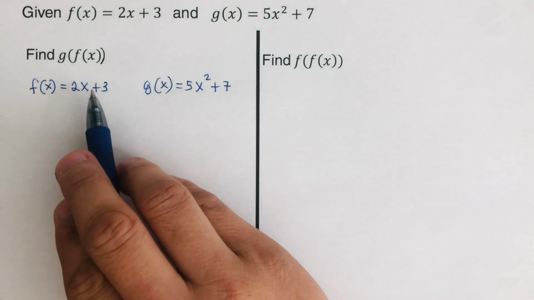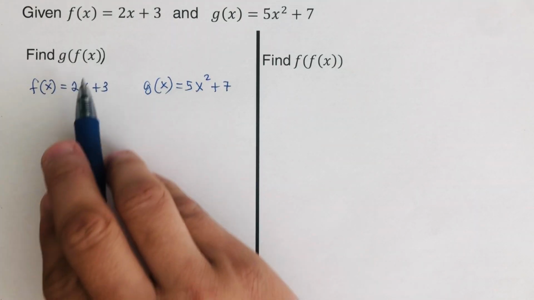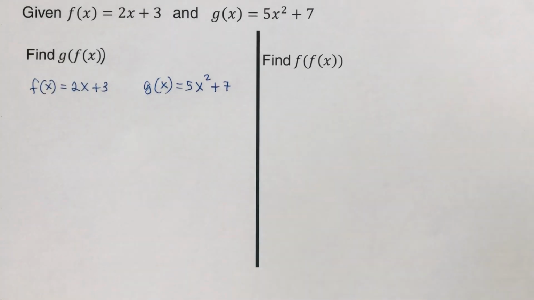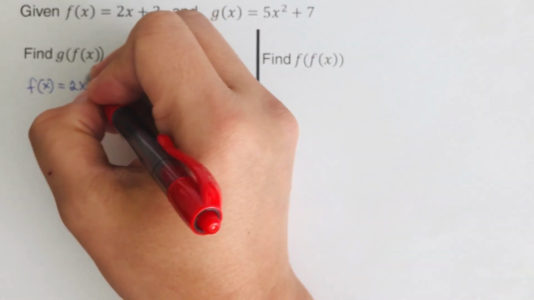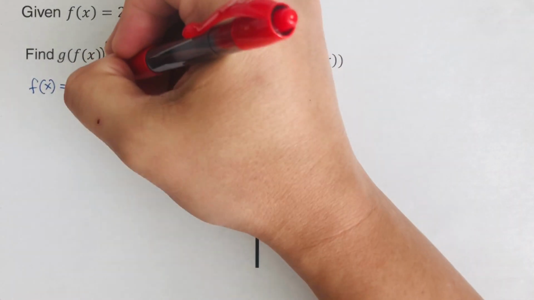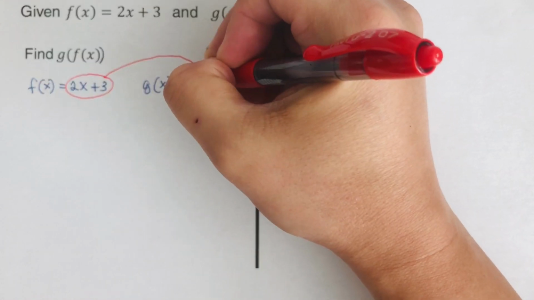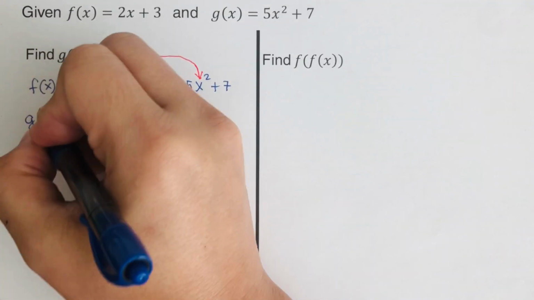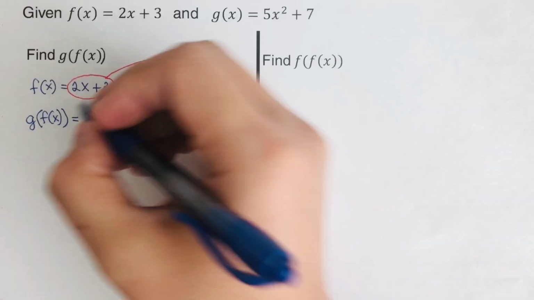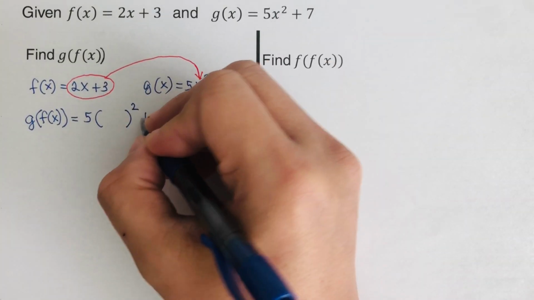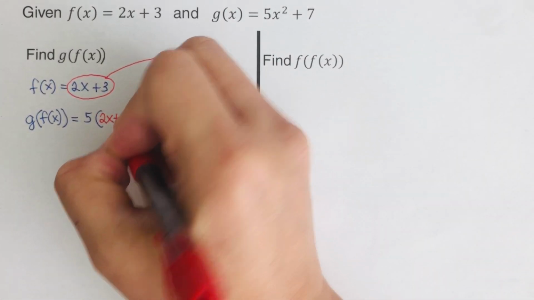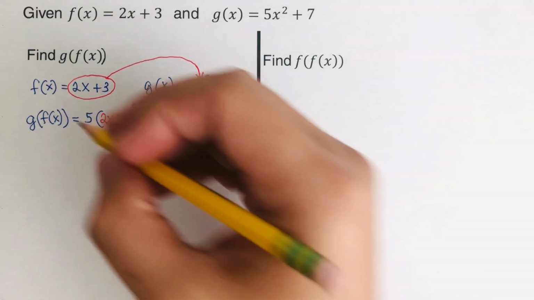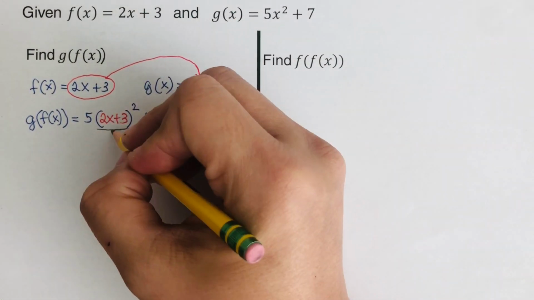Since this is g of f of x, the f of x will be placed inside the g of x. So this 2x plus 3 will be put into the x of the g of x. So we can rewrite this as follows. Then we can use the area model so that we can multiply these two.